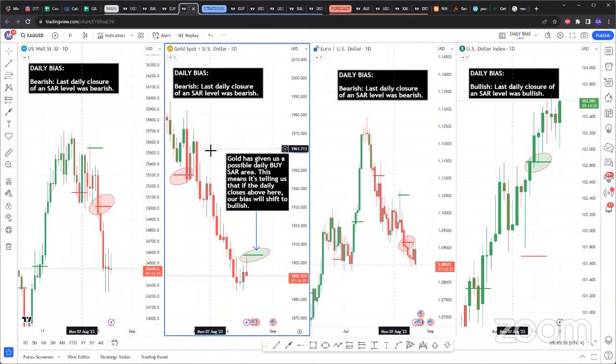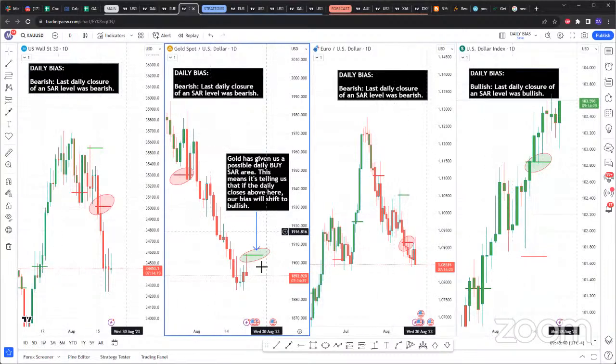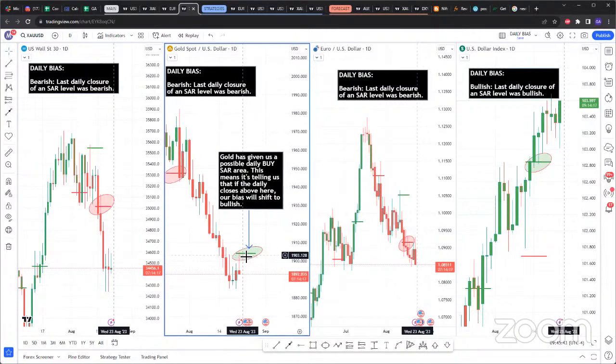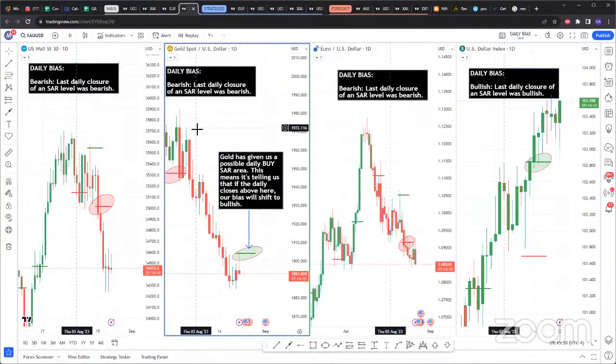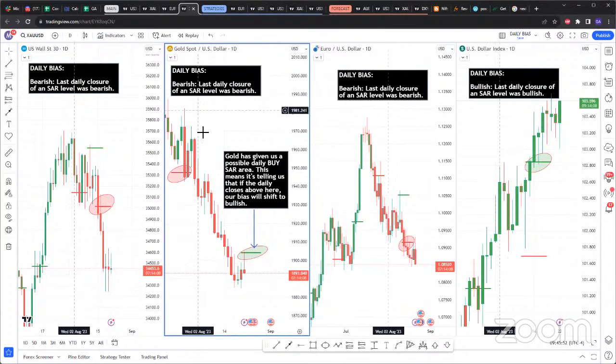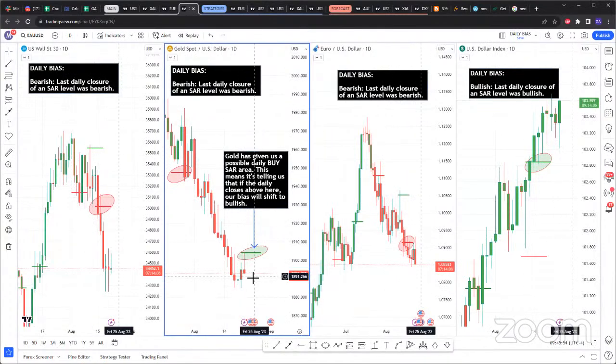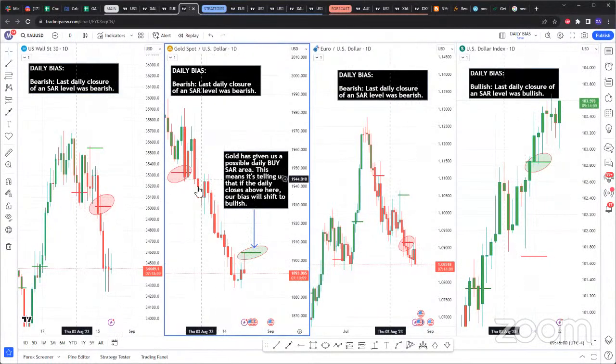For me, on the daily, I don't look for entries. I just look for what the market is telling me. Should I look for buys? Should I look for sells? Now, here's something that has happened on gold. Gold has given us a bullish SAR, a green sell area on the daily. What gold is telling us is that for you to change your daily bias to bullish, you need a daily candle to close above 1904.041. But until then, you are still bearish.